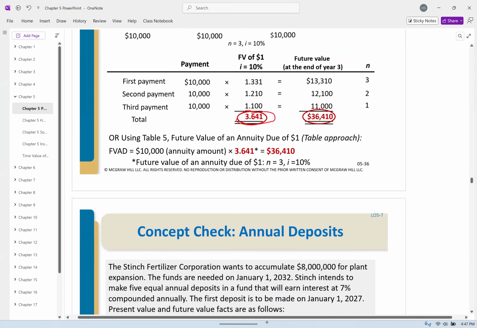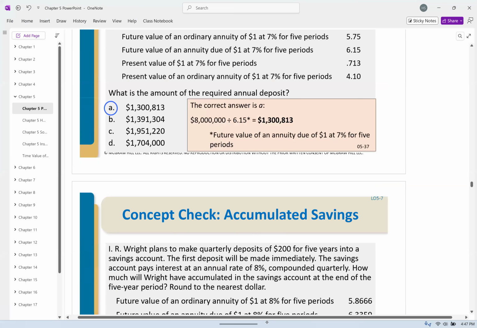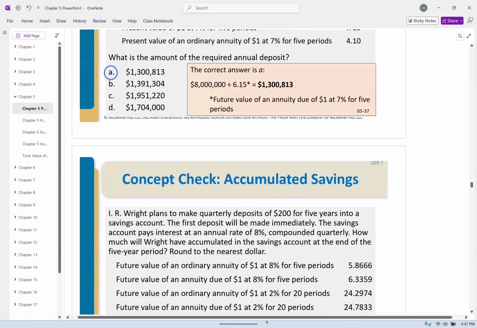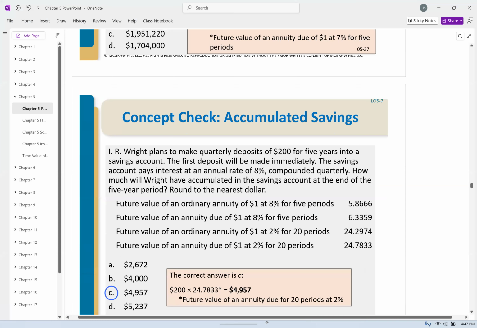Okay, so there's that. They have several of these little concept checks that I'm not going to spend any time on.